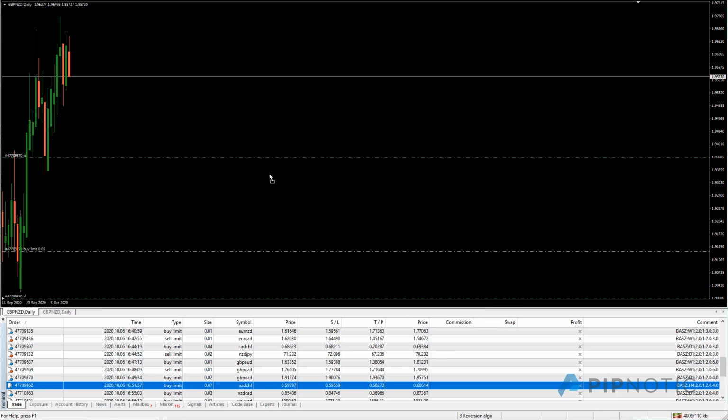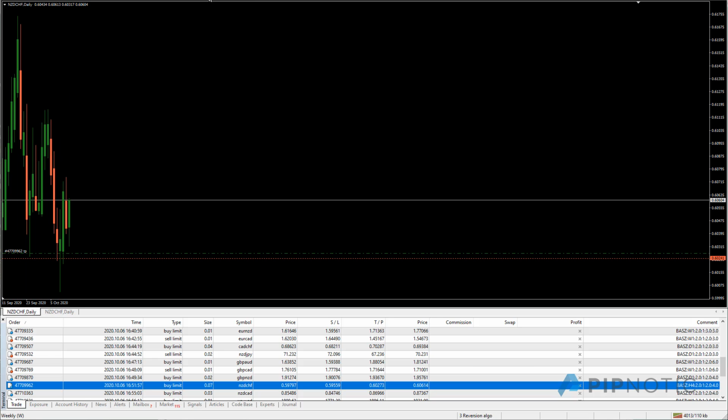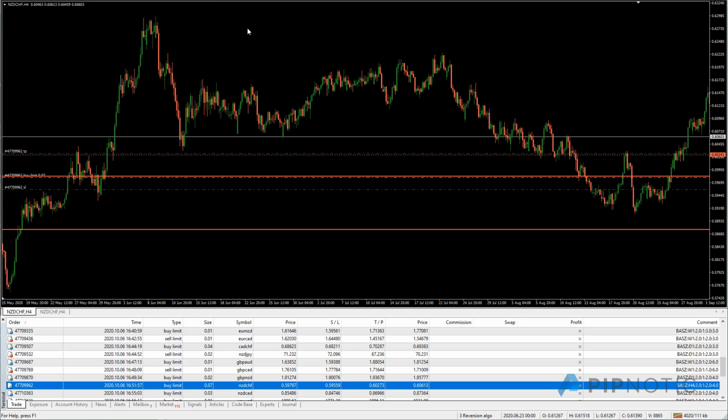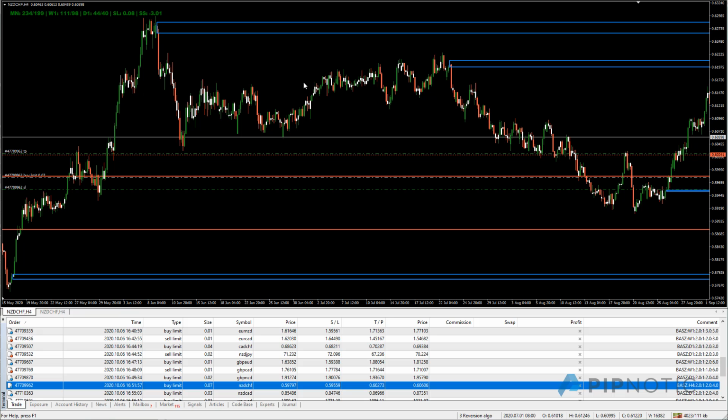Moving on, Kiwi Swiss franc. This is a 4-hour trade. Let's have a look. Let me remove all of these.